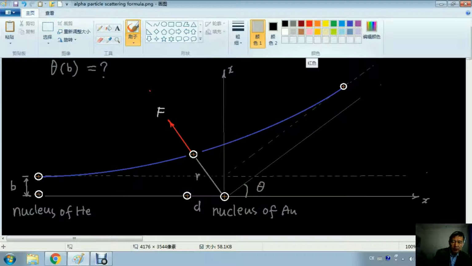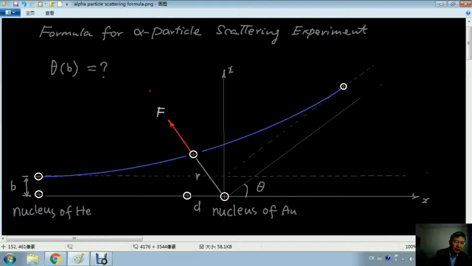How about the other conditions? We can assume that initially the alpha particle is moving along the horizontal direction. And after the collision, the velocity will change direction. So that is the velocity of the alpha particle after collision. The initial velocity can be called v_i, and this is called v_final.